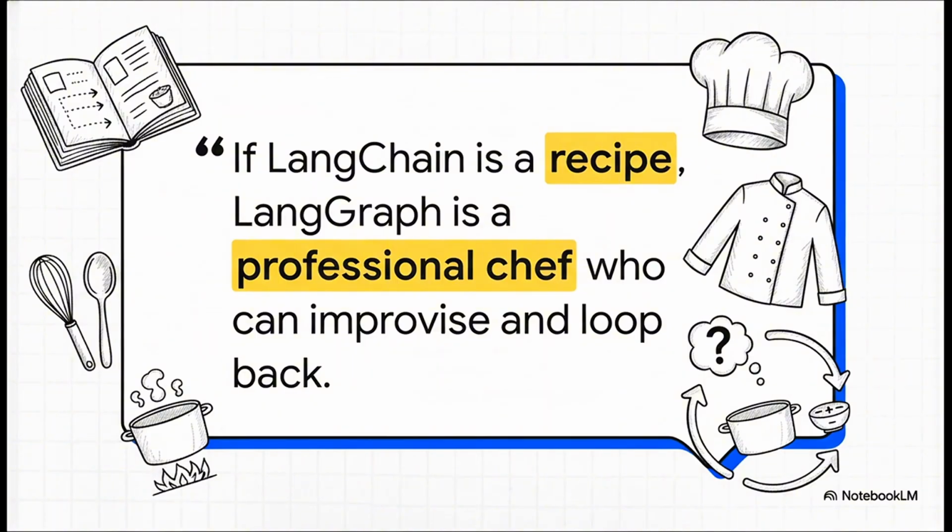And honestly, this is the best way to think about it. LangChain is like a recipe. You follow the steps one by one, and you get a predictable result. LangGraph is like a professional chef. A chef can follow a recipe, sure, but they can also taste the sauce, decide it needs more garlic, and loop back to fix it. They can improvise, grab a new tool, and make decisions on the fly. That ability to adapt, that's the power of agentic AI.